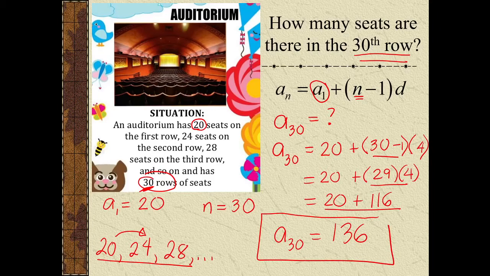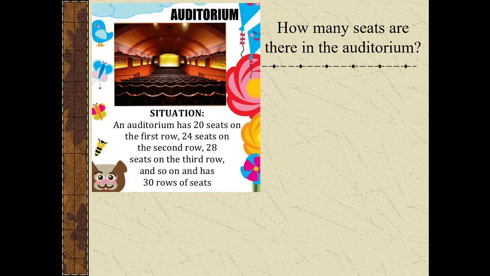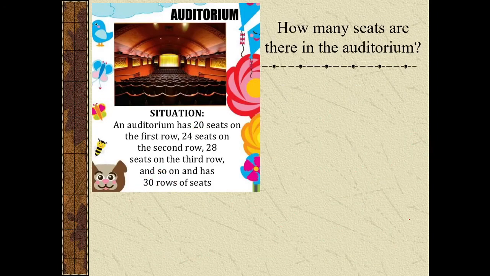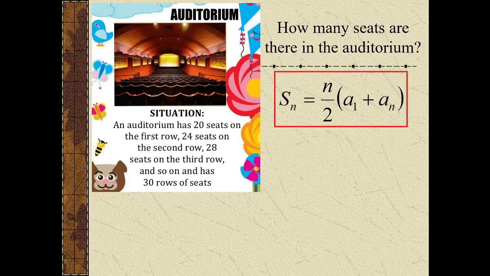Is this problem clear? Okay, so take note, 136 seats. Now I am going to change the question. How many seats are there in the auditorium? In our previous problem, it was the 30th row. But the question now is, from row 1 until row 30, how many seats are there in all? So what we are looking for now is the sum.